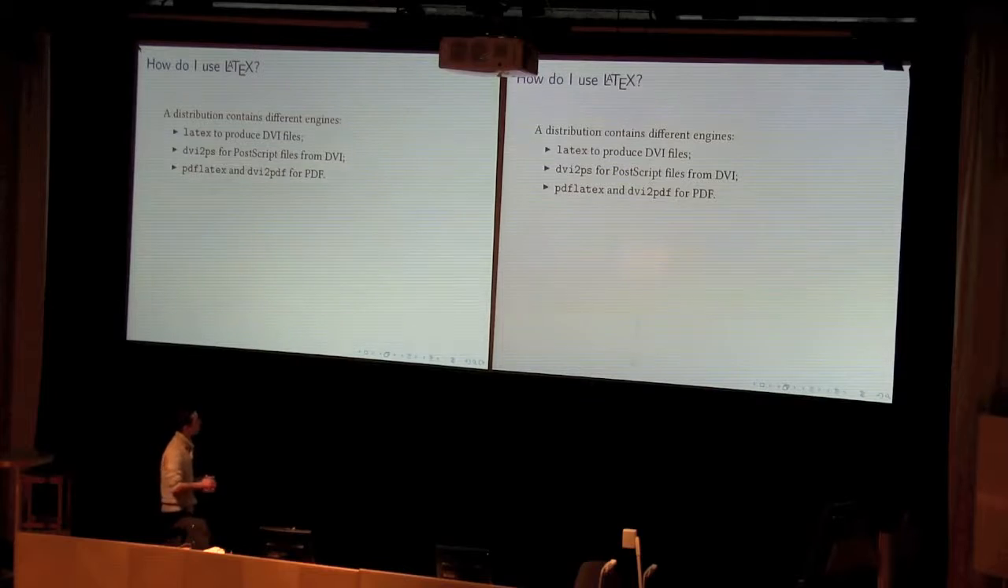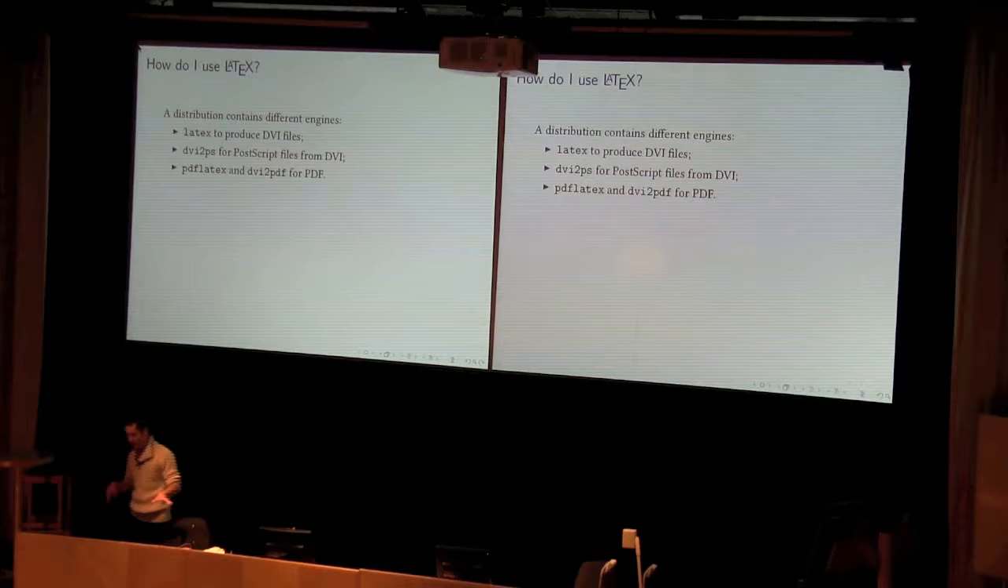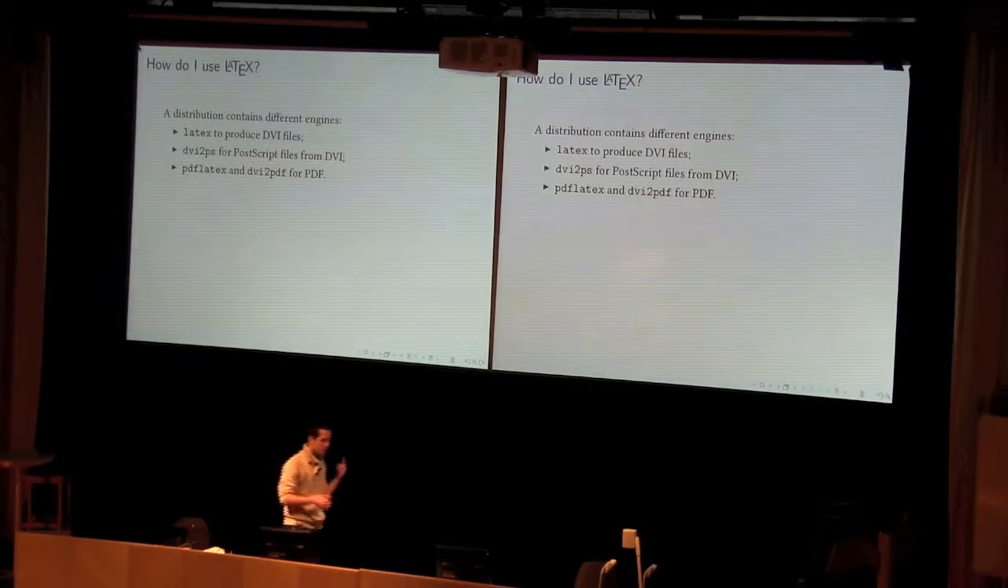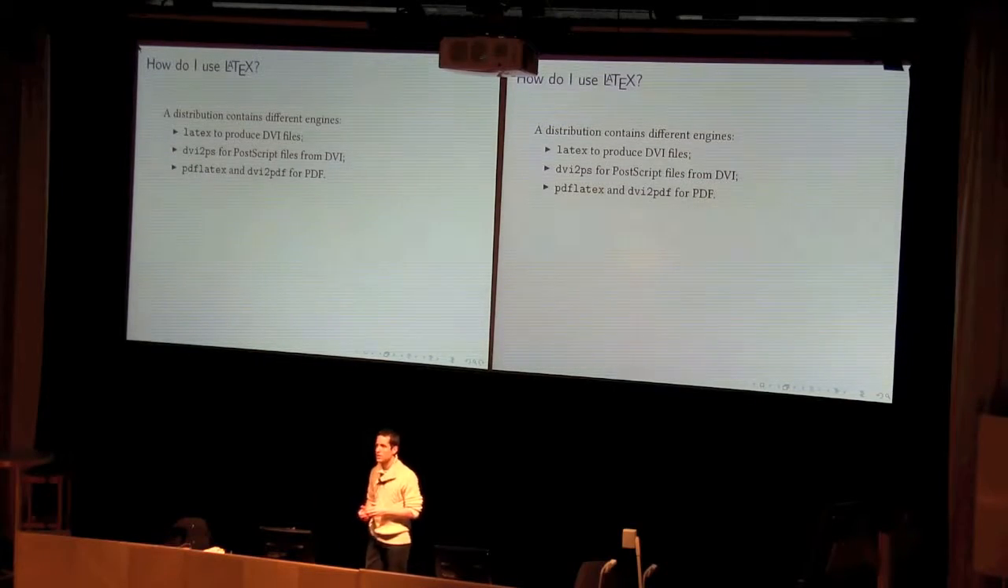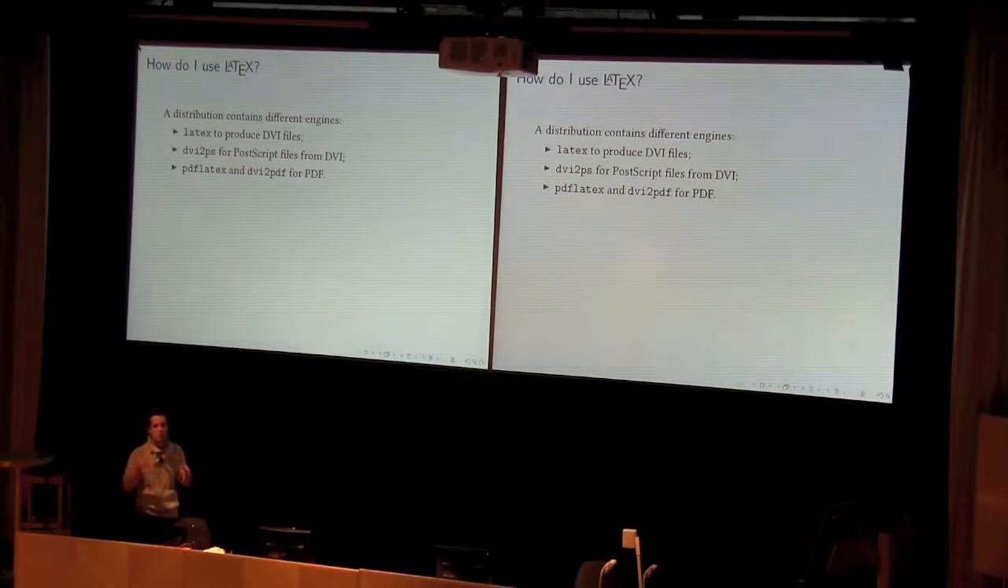So now we have a distribution. I told you distribution holds the files we need and especially the engines. Engines are the compilator, the main part of the compilator. So there are essentially two compilators: LaTeX, which produces a DVI file from a text file. DVI is device independent. This is the format that was invented by Donald Knuth. If you remember, this is the man who wrote TeX.